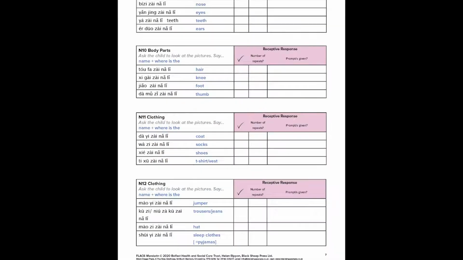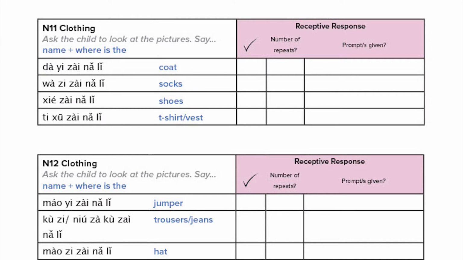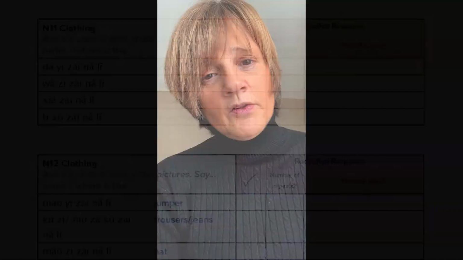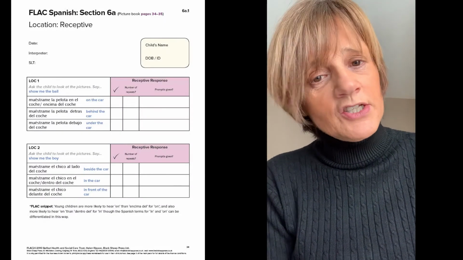You'll also see, for example, if you look at N11, clothing, that in Mandarin the name of the item comes first, and then the question, where is the, comes afterwards. So that helps you to see that in Mandarin, when a question like where is the coat is asked, the word order is different from English, which is useful for you to know because children who are using both Mandarin and English may well confuse the word order just as part of being bilingual, not as part of being a language impaired child.